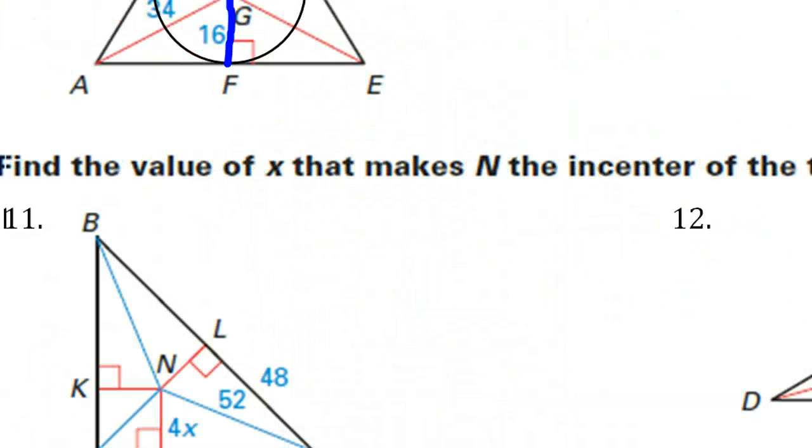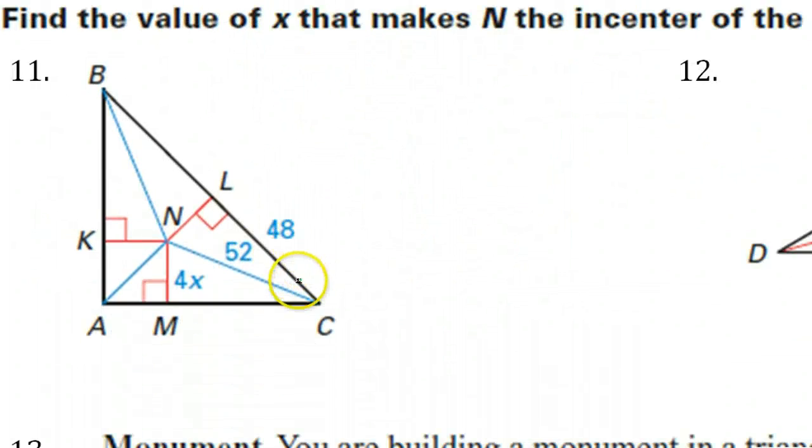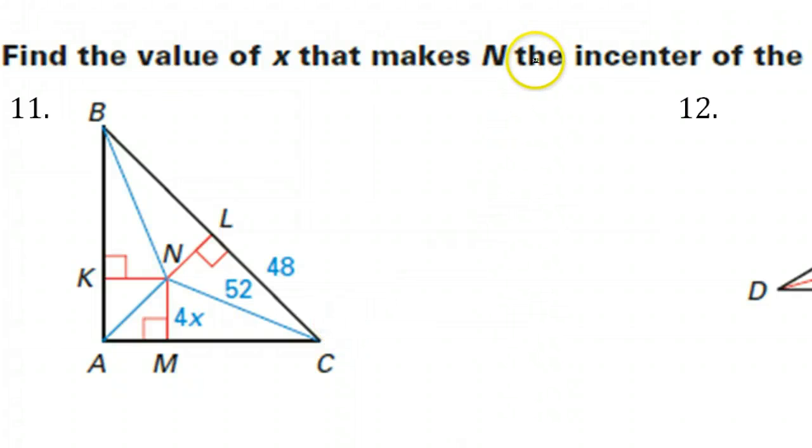Okay, what about number 11? What value of x makes N the incenter? In this case, it's the red lines that are all the same. Remember, for the incenter, it's like there's a circle in here. That's a horrible circle, but the distances to the sides are the same for the incenter. So, we need to solve for x.